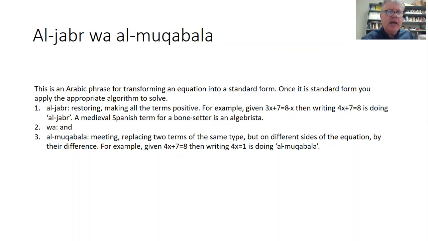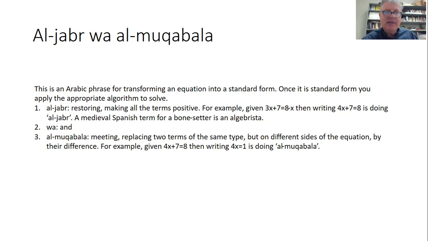So the first word there, algebra, means restoring, sort of making all the terms positive. So for example, if you're given an equation like 3x plus 7 equals 8 minus x, then you want to get rid of all the minus signs, so you bring the x's over, and then you write it as 4x plus 7 equals 8. And when you're doing that, you're doing algebra.